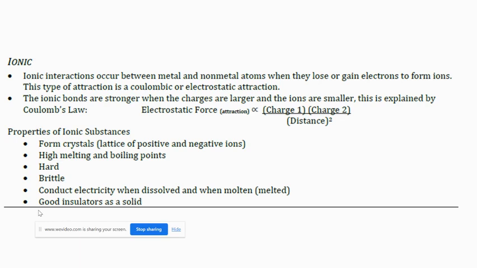Okay. So high melting and boiling point. So like I said, we're not going to get a flame in my room that's going to be capable of melting any of this stuff. They're hard. They're brittle. Think of table salt. They conduct electricity. Now, this is important. They don't conduct electricity when they're a solid, like a metal would. They conduct electricity when they're dissolved.